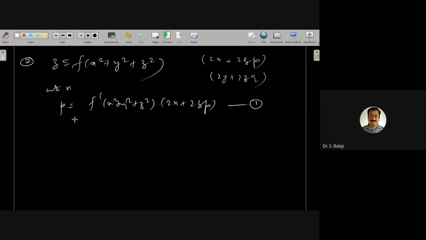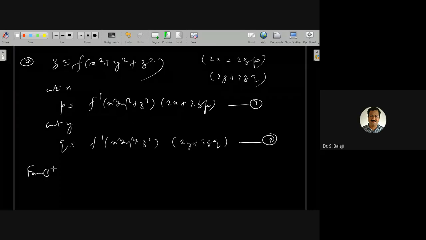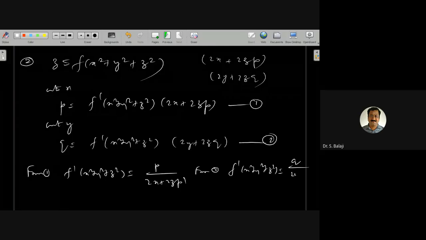This is 1. With respect to y, q is equal to f dash of x square plus y square plus z square into 2y plus 2zq. From 1, f dash of x square plus y square plus z square can be written as p by 2x plus 2zp. Similarly from 2, f dash of x square plus y square plus z square can be written as q by 2y plus 2zq. Both are the same.